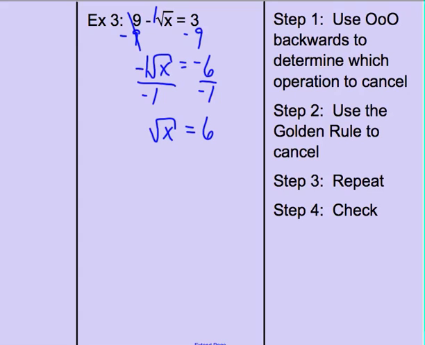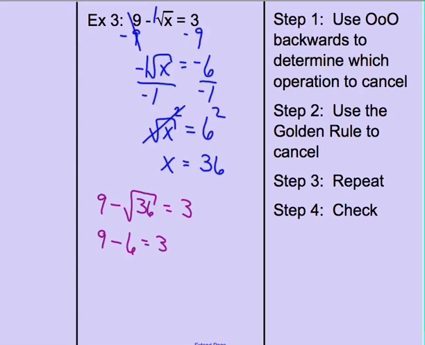And then I'll cancel my square root. And check my answer. So we got 9 minus the square root of 36 is 6. And 9 minus 6 is 3. So it checks out. Sorry about the bell again.